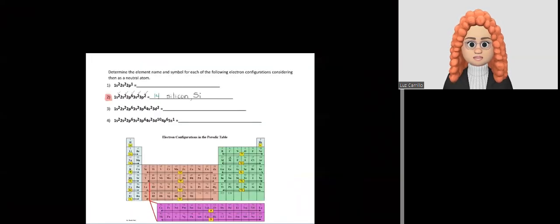And these are the two methods of how you can find or write the electron configuration of an element, or you can actually identify the element given an electron configuration.